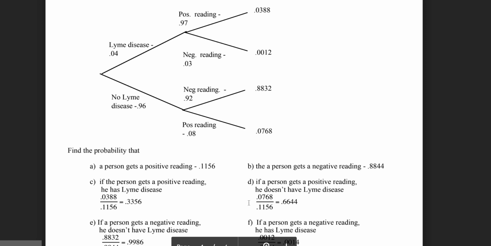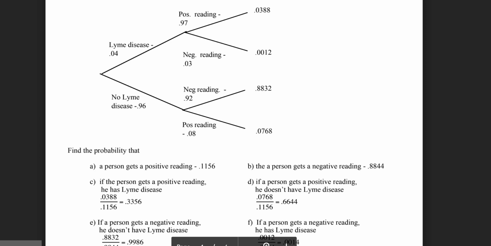So this is just the complement of this one over here. So if that was 33, this is a 66% chance. Very strange feeling, right? You got a positive result, but there's still only a 33% chance you have it. There's a 66% chance you don't have it.